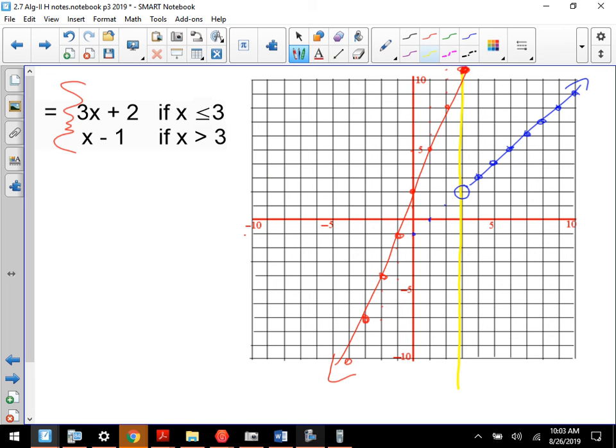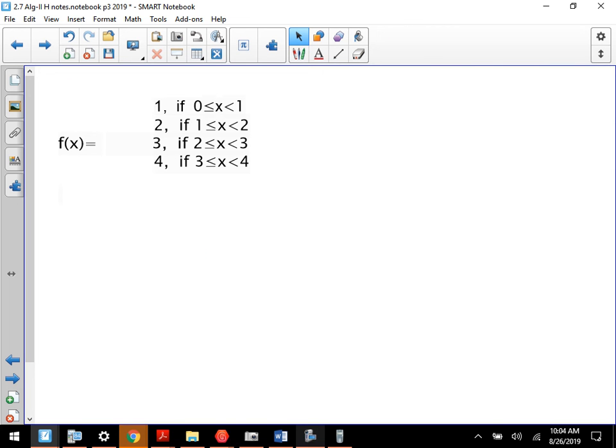But it's here because then you have to make sure you know where to grab it. So it's always there to start your lines. Now, the other style of this that we're going to look at are what are called step functions.